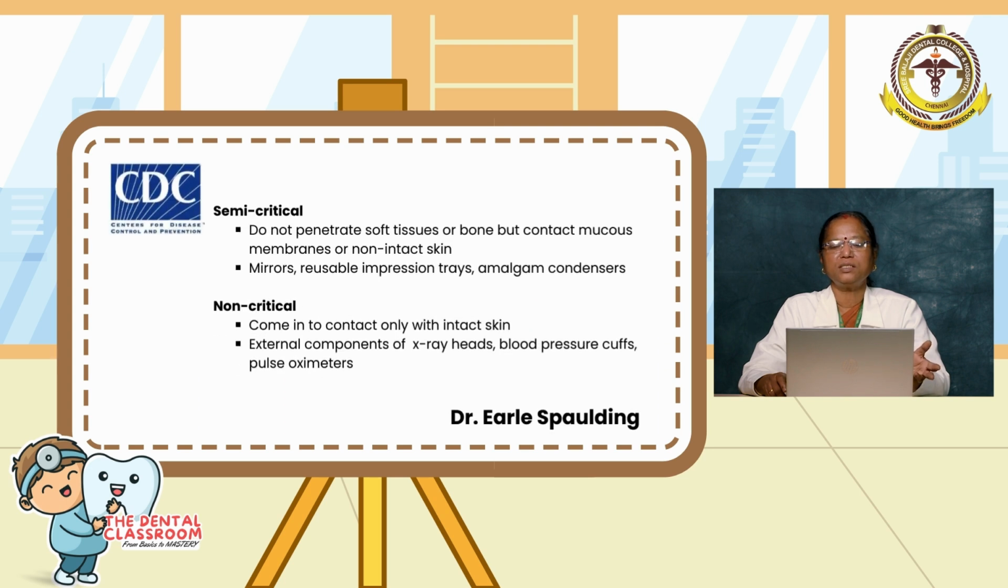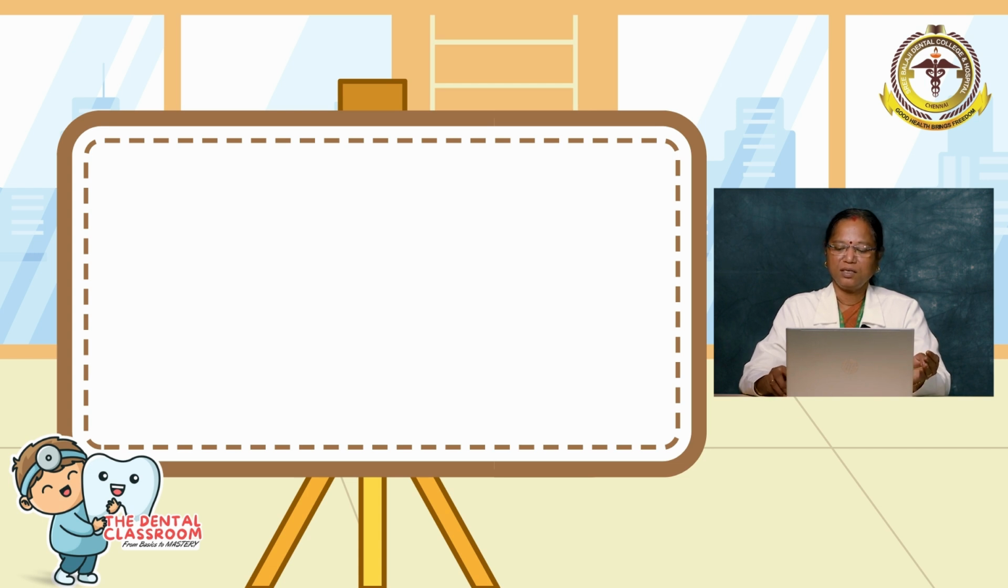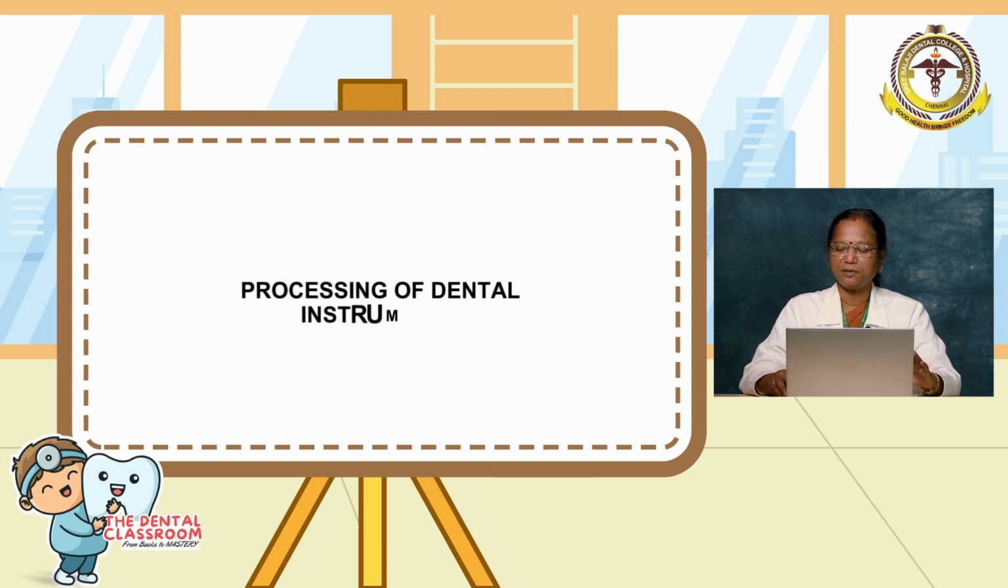While semi-critical ones do not penetrate the soft tissue or bone, but they come in contact with the mucous membrane or non-intact skin. So definitely they come in contact with the saliva. Examples of these dental equipment are mirrors, reusable impression trays, amalgam condensers. And you have non-critical ones. They come into contact only with the intact skin, especially the external components of X-ray heads, blood pressure cuffs and pulse oximeters. So this is how the CDC has classified.